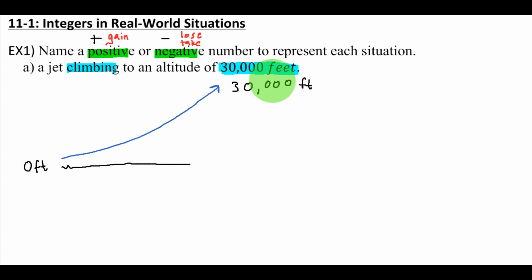But is this value positive or is it negative? Well, I'm climbing. If I'm climbing, I'm moving upward. And if I'm moving upward, then I'm gaining height. Therefore, this is a positive number. I would put a positive symbol in front of 30,000 feet.